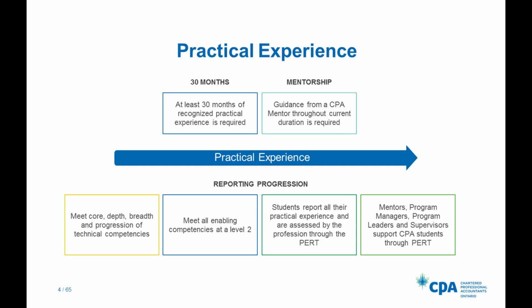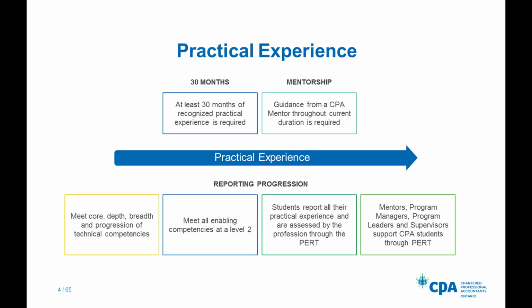Practical experience requires 30 months of recognized practical experience duration. They need to meet the core, depth, breadth, and progression of technical competencies. They must achieve a level 2 of all enabling competencies, and they must be reporting their progression until they meet these requirements. The progression must be reported in the Practical Experience Reporting Tool, PERT.